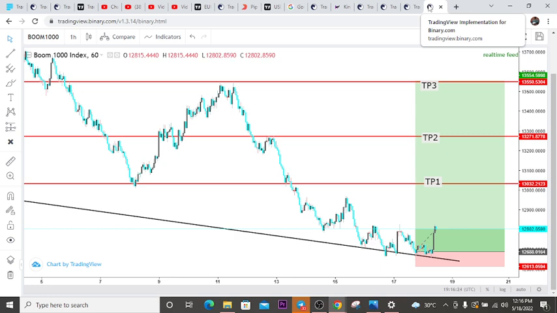The analysis is just using support and resistance and trend lines. That's what you need. You don't need much here. You don't need to add any indicators. You are going to be using simple support and resistance lines coupled with the trend line.